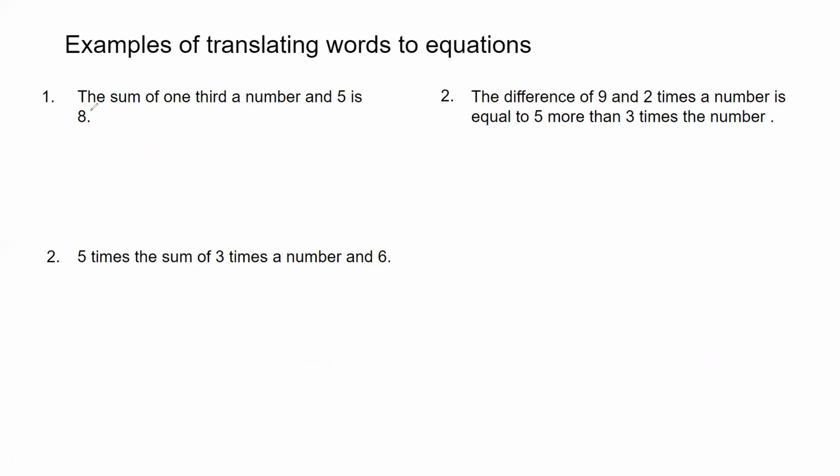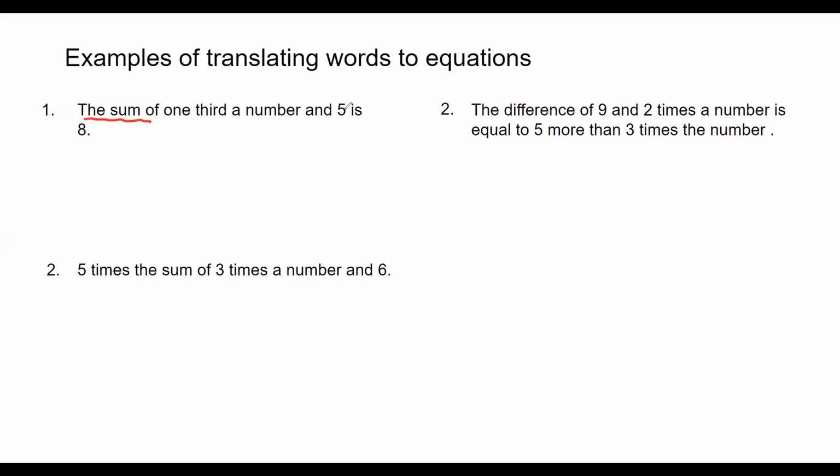The sum of 1/3 of a number and 5. So whenever I see the sum of, I want to, I made a mistake there. I want to set this up as the sum of 2 things. So I'm just putting 2 parentheses and I'm adding them together. And then I have the is statement here that's going to be equal to something. And the thing it's going to be equal to is just 8.